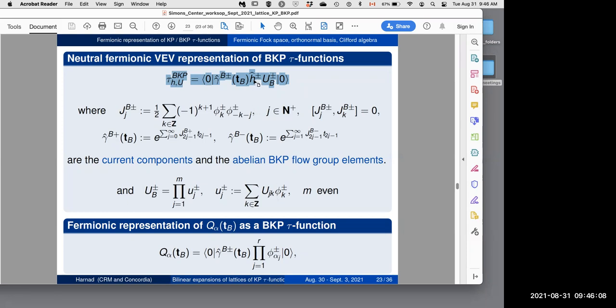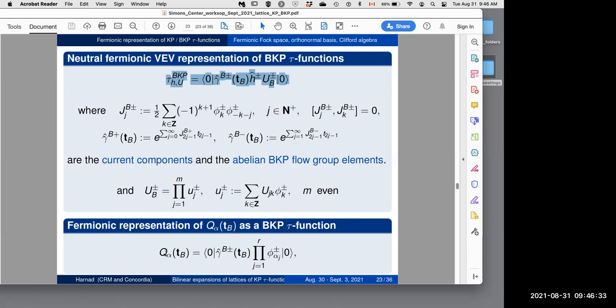We have a group element H. The plus and minus signs here are completely independent of each other. So we have two different classes. In fact, the same tau function could be defined either with the plus or the minus neutral Fermi operators. And this is the vacuum expectation value. It's very similar, but the flow group here only contains every odd flow variable as usual.